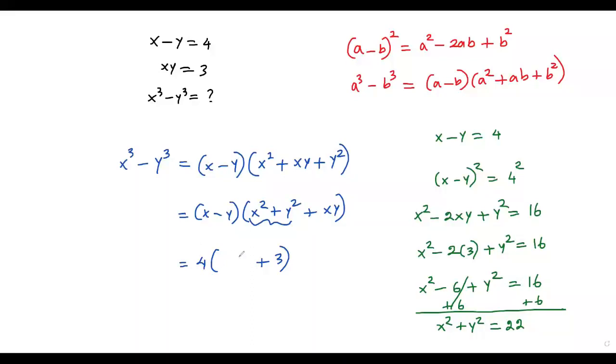I can plug in 22 for x square plus y square. 4 times, when I add 22 and 3, it will be 25. So 4 times 25 is 100. Now I have the value of x to the third power minus y to the third power, that is 100.